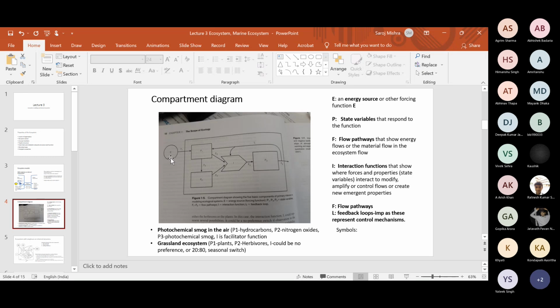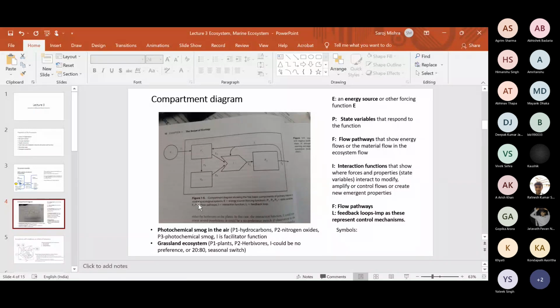So E, if we move to the right, stands for an energy source or other forcing function. By forcing function, what we mean is something to which the variables P1 and P2, the state variables, are going to respond, which is actually the solar energy. Or it could be the wind energy, or some force which acts upon the variables to carry out a certain function. Okay, so I hope that terminology is clear to everybody.